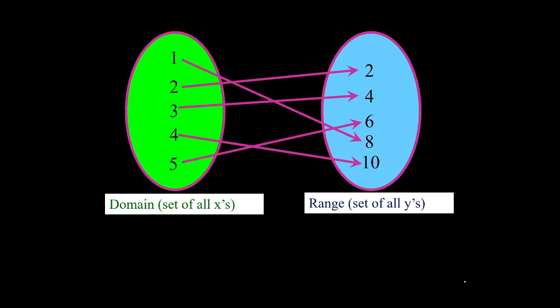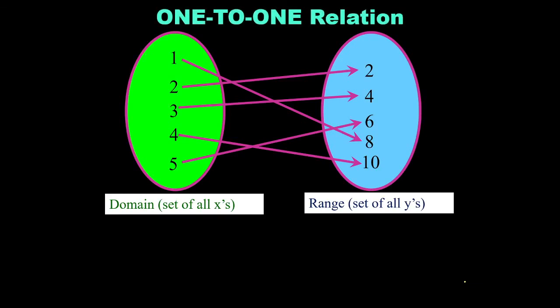So take note, in our mapping here, this is an example of a one-to-one relation. When I say one-to-one relation, one value of x is assigned to only one value of y. There are no x's here that is assigned to two values. You have noticed that? That's a one-to-one relation, because one value in the x is assigned to only one value in the y.